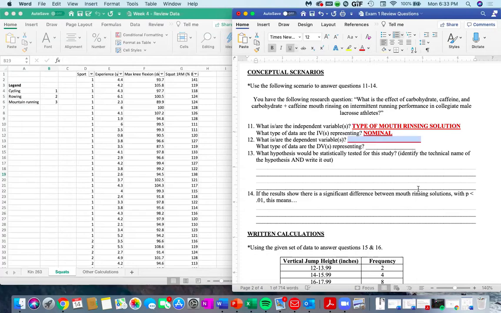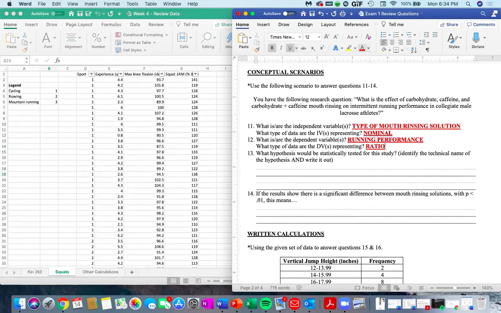Running performance. Yeah, so running performance, right, and then you can kind of get an idea of how we might evaluate running performance or test it. So what type of data might we get from that? Ratio. Right, because we could say how long does it take somebody to run, right? Do they run faster when they have caffeine or carbohydrates or both, right? And time is an example of ratio data, okay?